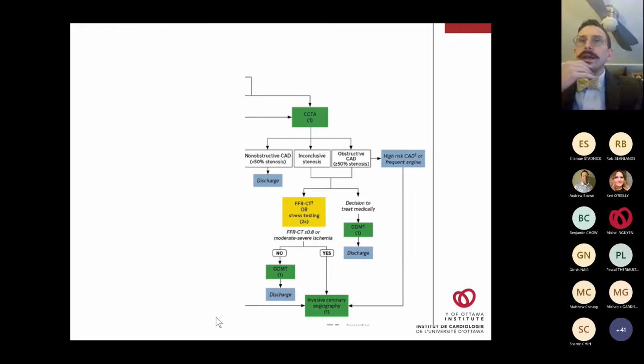If a cardiac CT is done, a patient with non-obstructive disease can be discharged. A patient with obstructive CAD that's high risk or with frequent angina should be sent for angiogram. A patient with an inconclusive test or an obstructive lesion that's not high risk can either be managed medically and discharged or can be sent for either FFRCT or stress testing. And if this further testing is high risk, then the patient can be referred for invasive coronary angiography. And if it's not high risk, the patient can be optimized and discharged.